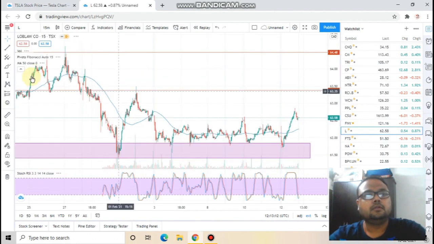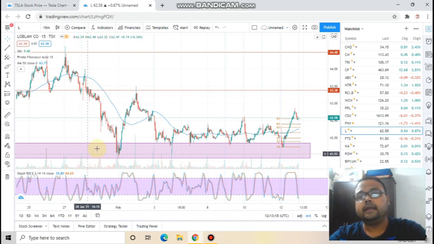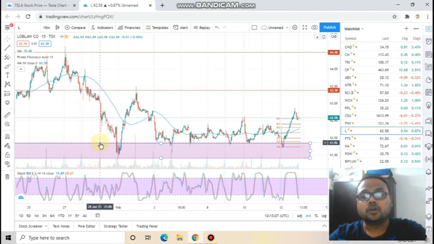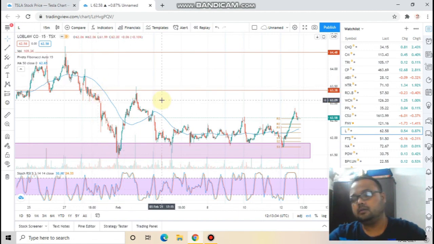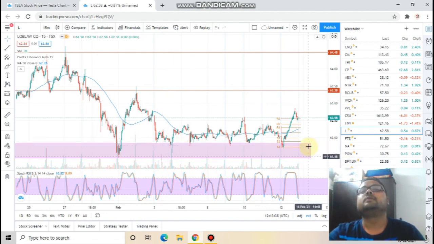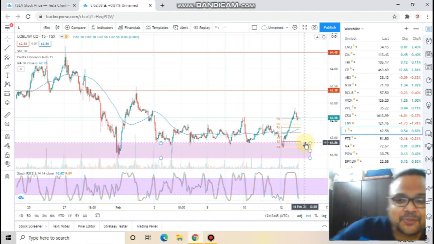Next stop, Loblaw. Loblaw has an extreme support available at this particular zone, 61.85 to 61.39. This zone is quite a solid support zone of this stock. So whenever you find this stock, today, tomorrow, or the day after tomorrow, if it comes down and bounces from this particular zone, if you spot some reversal, obviously I'll come tomorrow again to analyze.